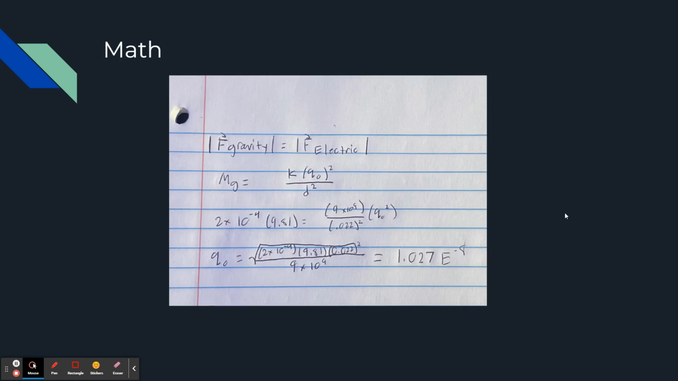Some preliminary math that we did before doing the GlowScript calculations is that F gravity, the force of gravity, is equal to the force of the electric field, or mass times gravity is equal to your k constant times your charged particles squared over the distance squared. And after finishing the calculations, we end up with 1.027 times 10 to the negative 8.